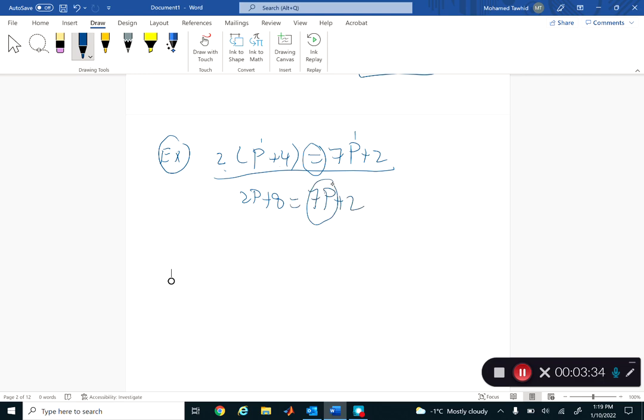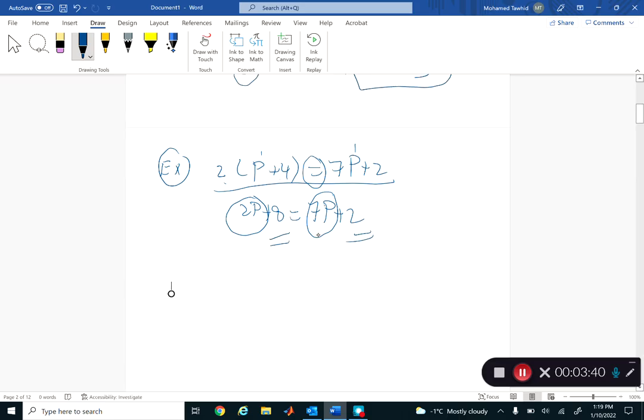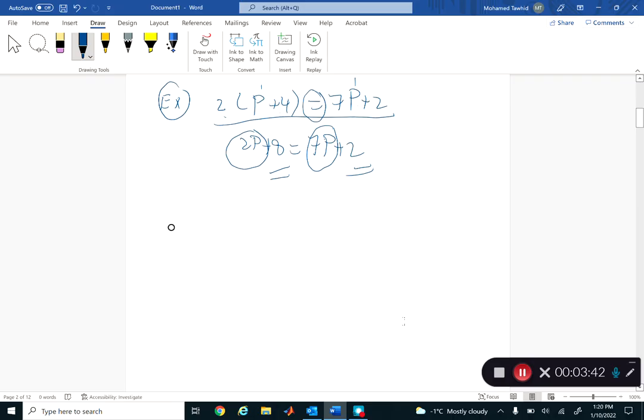Then there is your p terms, I collect them on one side, and those are constant terms, I collect on the other. So what do you have? If I take 2p to the other side, you have 8 minus 2 on the left, and on the right you have 7p minus 2p. So I take that to the right, it becomes minus 2p, and I took 2 to the left, it becomes minus 2.